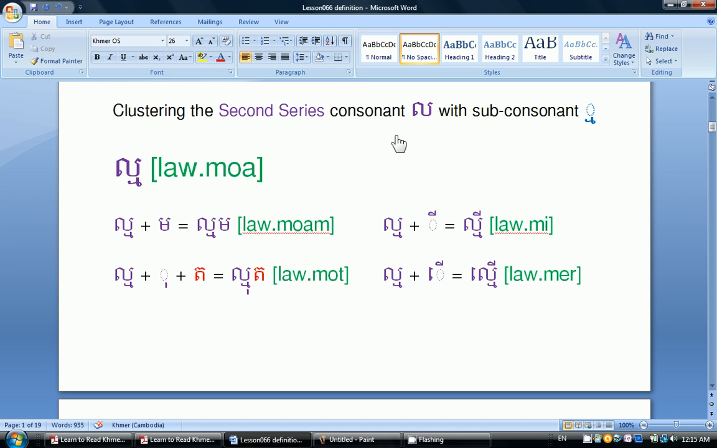Clustering the second series consonant law with subconsonant mo. Subconsonant mo is a second series subconsonant, so its cluster also follows the second series consonant.